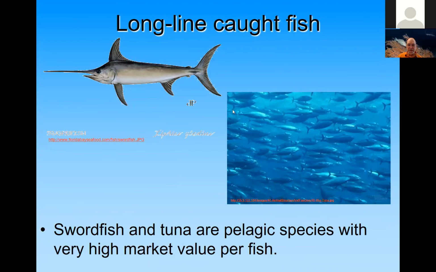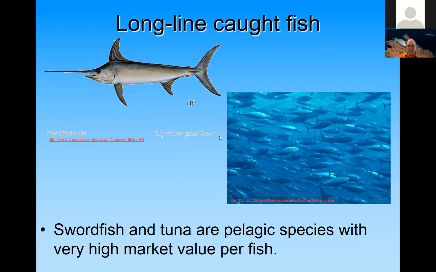Long line caught fish would include tuna and swordfish. Although with the swordfish fishery and the tuna fisheries, there's still a lot of tuna, but a lot of the fisheries are being closed, and there's very high market value per fish. Okay. Gosh, I've run out of time.